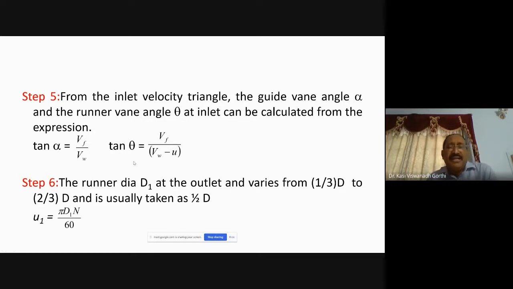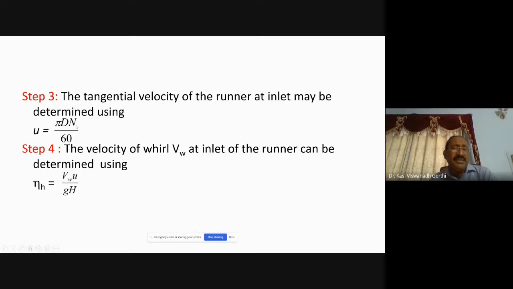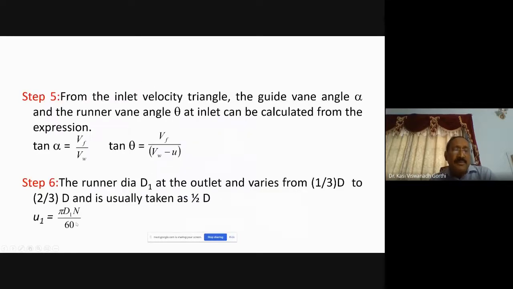The runner diameter D1 at the outlet varies about 1/3 to 2/3 of D. You have capital D, the diameter of the runner at inlet, and D1, the diameter of the runner at the exit or outlet. So this diameter can be computed as 1/3 to 2/3. An average of half, 0.5, may be taken. So D1 would be equal to half of D. Accordingly, U1 would be equal to pi D1 N by 60.